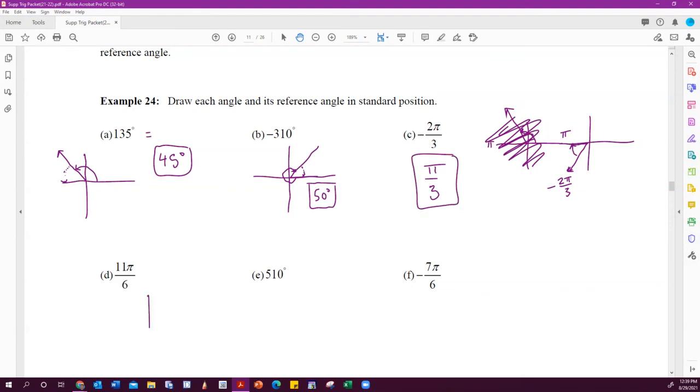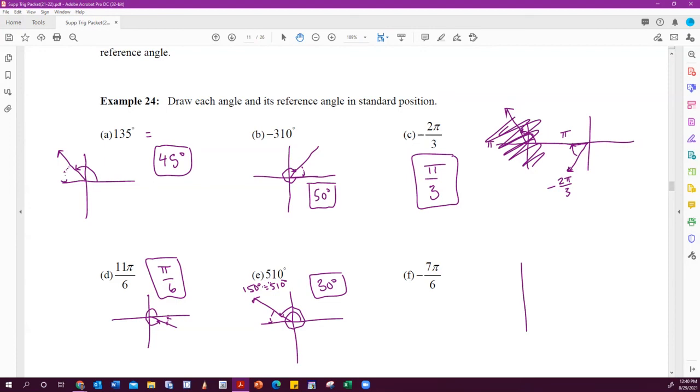11 pi over 6 is the angle down here, which is only pi over 6 away from the x-axis. 510 is big, right? So that's going to be 360 degrees plus an extra 150 degrees. And so it's coterminal with 150 degrees. And of course, how far is that away from the 180 marker? That's going to be only 30 degrees away.